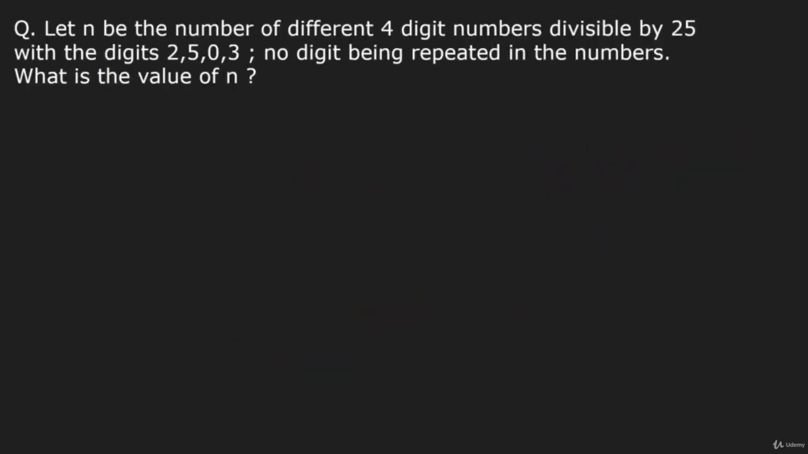Let's do this question. Let n be the number of 4-digit numbers divisible by 25 with the digits 2, 5, 0 and 3, no digit being repeated in the numbers. What is the value of n? So you need to find how many such numbers can be formed. Alright. Now it's given that these numbers are 4-digit numbers and you need to use the given digits 2, 5, 0 and 3, and the number that you form should be divisible by 25. So how many such numbers can you form? Pause the video, give it a try, and then we'll do it together.